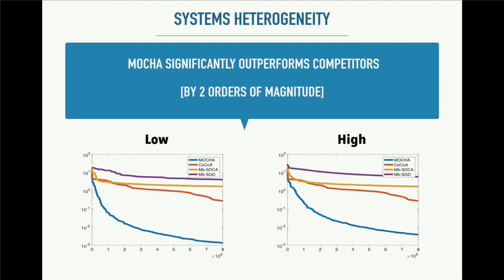So what you can see is that by thinking about how the system interplays with both the optimization and the machine learning model, we can improve both the accuracy and the convergence guarantees of these methods for real practical workloads.